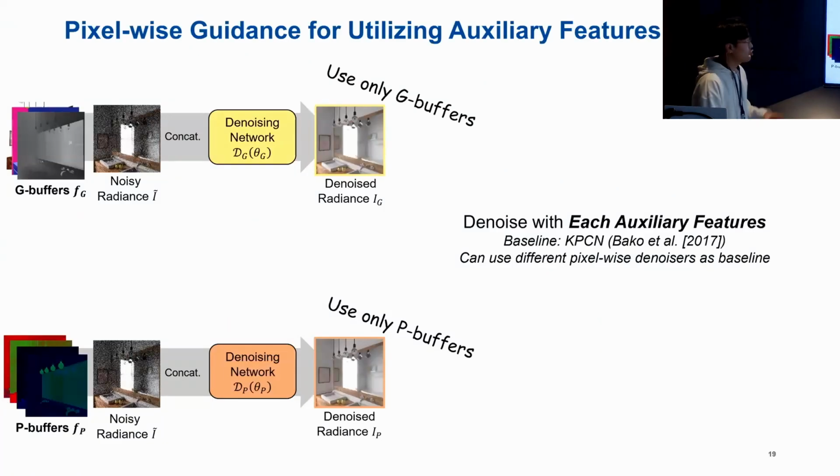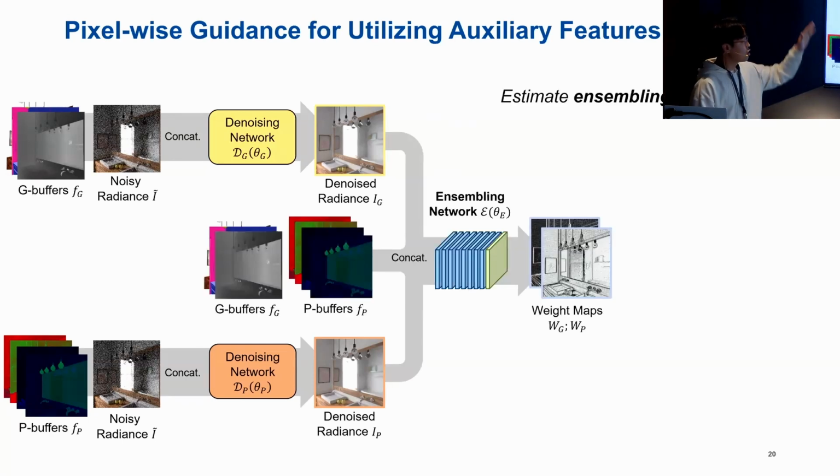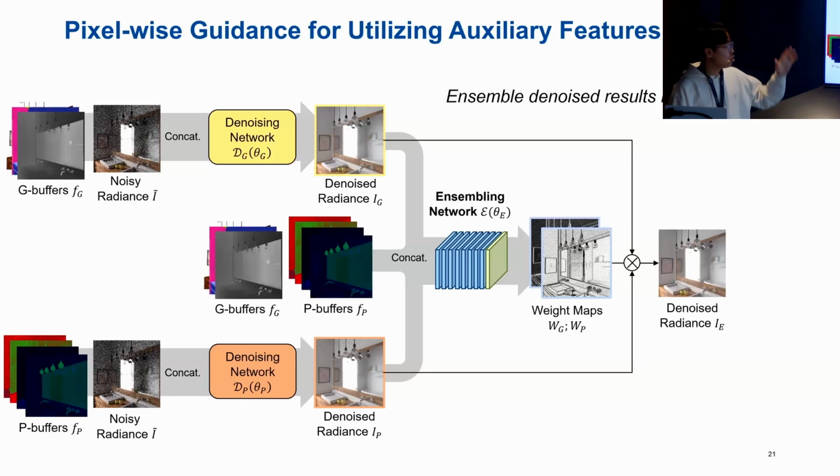So now I'm going to demonstrate our method. First, we have two streams of denoisers, each filtering the noisy image with only one type of auxiliary features, G-buffers and P-buffers. We use KPCN, kernel predicting convolutional networks, as our baseline network. However, we can use various pixel-wise denoisers or even real-time denoisers as baseline. Then the ensembling network gets the two denoised results and the auxiliary features to estimate ensembling weight maps. These ensembling weight maps are used to ensemble the two denoised results, which will be the enhanced final results of our framework. And this is the overall flow of our framework.